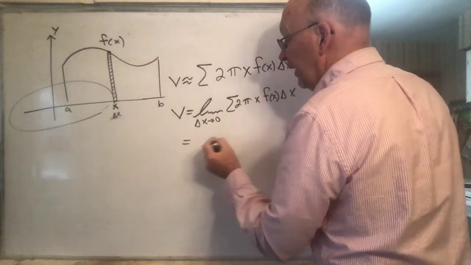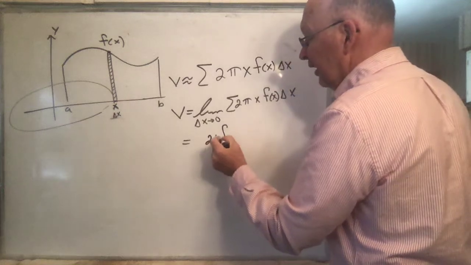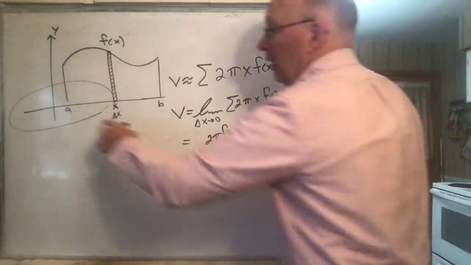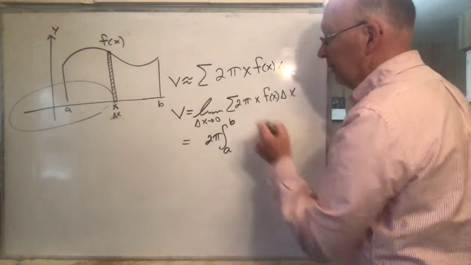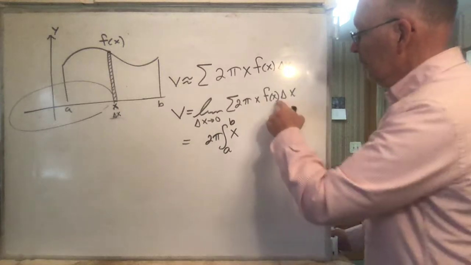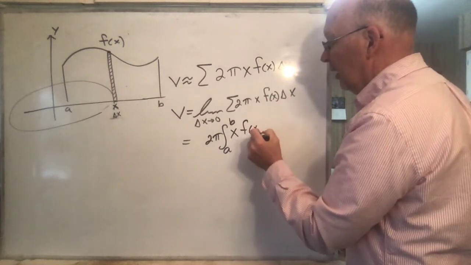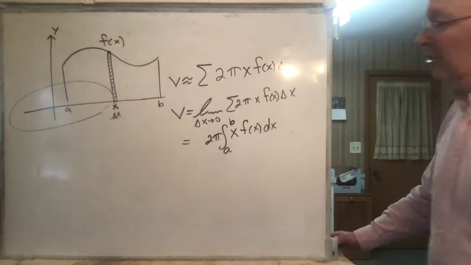And as before, that turns the thing into an integral. The 2 pi is a constant again, so that can come out front. We're adding up all these contributions as x goes from a to b. This x is not a variable, so that has to stay inside there. Here's your f of x, and then this, of course, becomes dx. So there's the volume right there.